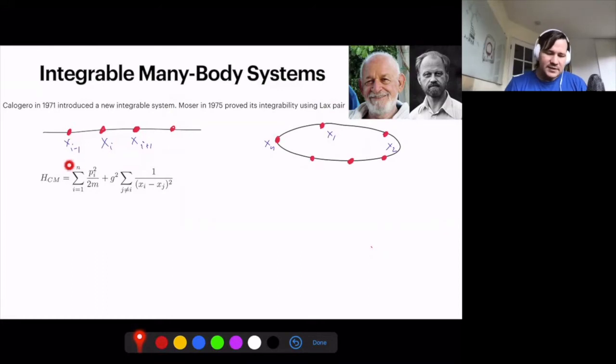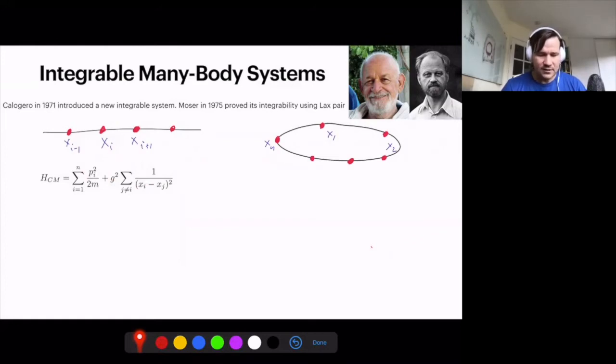So this is the Hamiltonian. Think of n particles either on a line or on a circle with periodic boundary conditions. And this is the Hamiltonian for the system. So kinetic term, assuming all masses are the same, and the pairwise interaction. So every particle interacts with every other. The x_i's and x_j's are the positions of those particles, and g is the coupling constant.